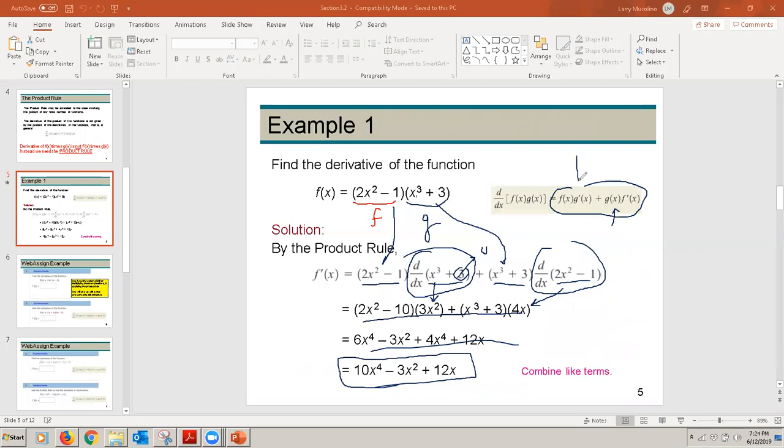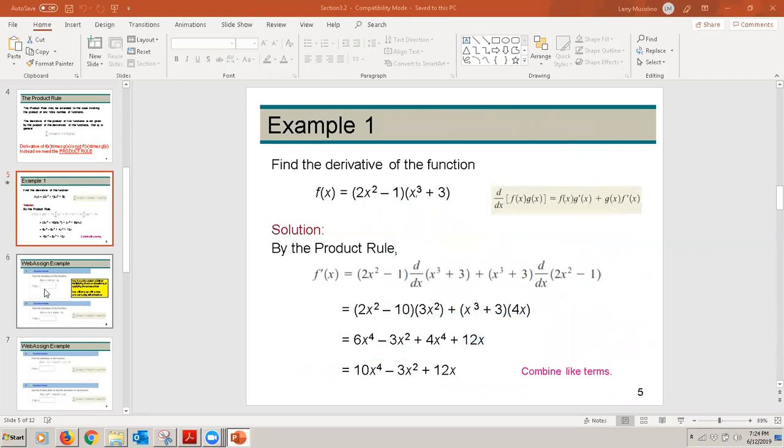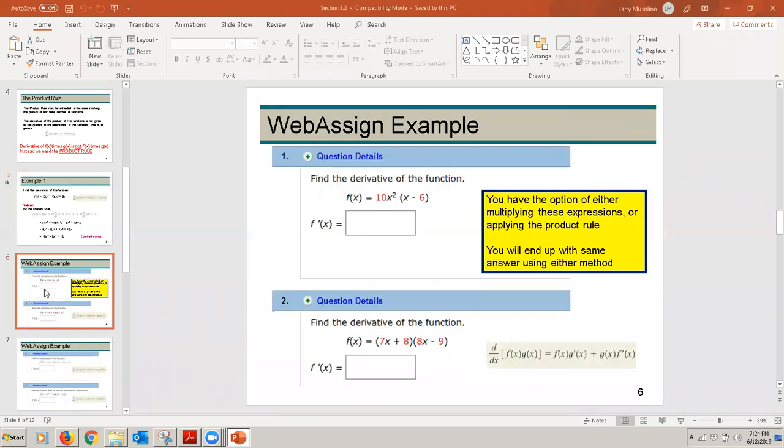Okay, so you just have to be very careful to follow this product rule very closely. I think it's a very good idea to label the first function as f, label the second function as g. That makes it easier to plug in to the product rule template. All right, let's do one or two WebAssign examples.